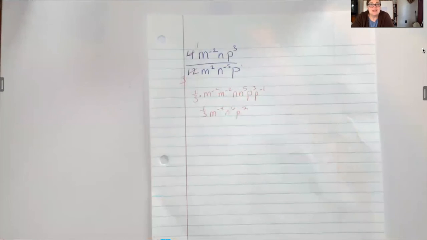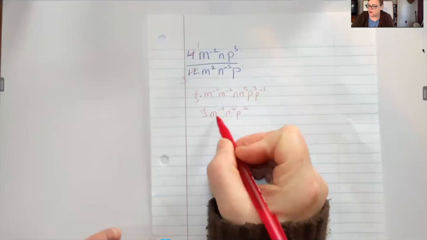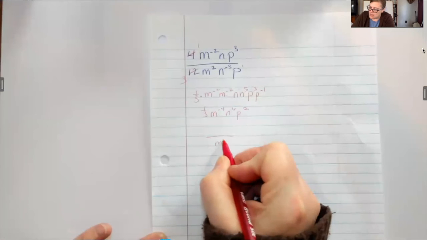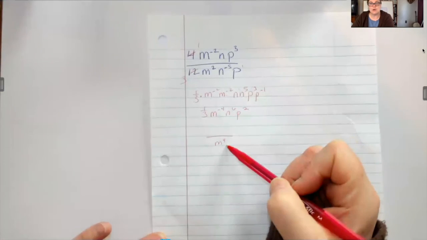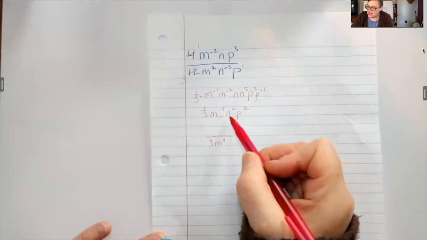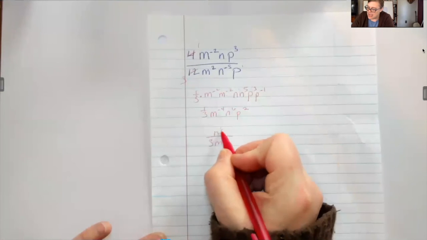Now again, in algebra, we never leave negative exponents. We always like a final answer that has positive exponents. And so I see m to the negative 4 has a negative exponent. So I'm going to put m to the 4 in the denominator to change the sign to a positive 4. I still have a 3 in the denominator. And then I have n to the 6th and p squared.